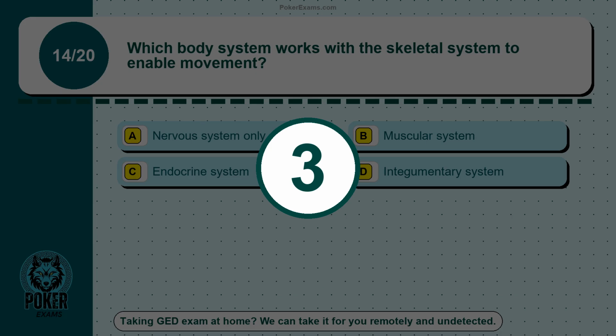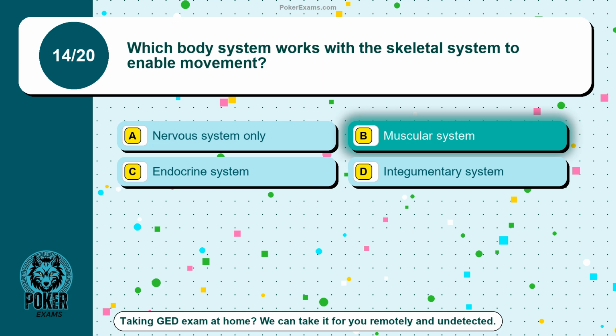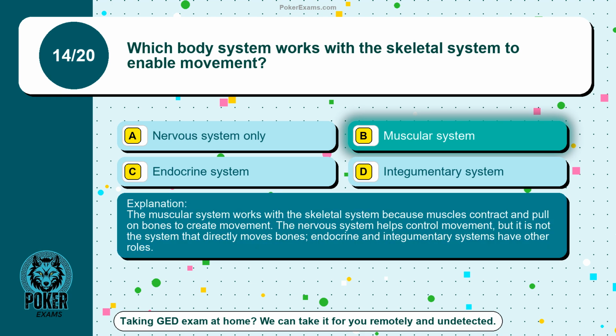The correct answer is option B, muscular system. The muscular system works with the skeletal system because muscles contract and pull on bones to create movement. The nervous system helps control movement, but it is not the system that directly moves bones. Endocrine and integumentary systems have other roles.